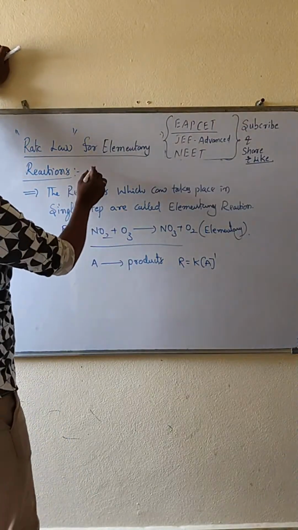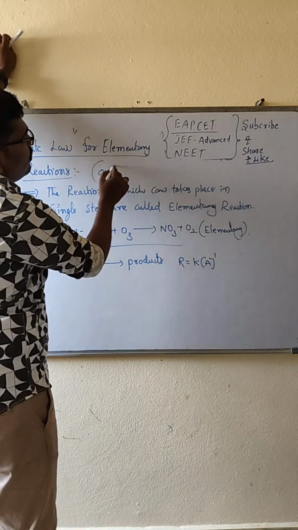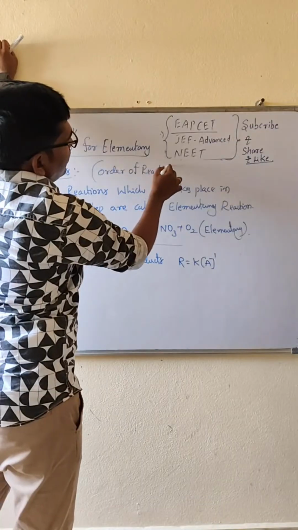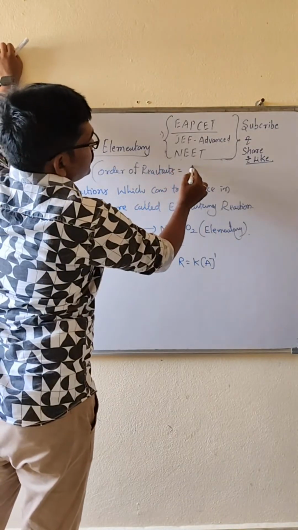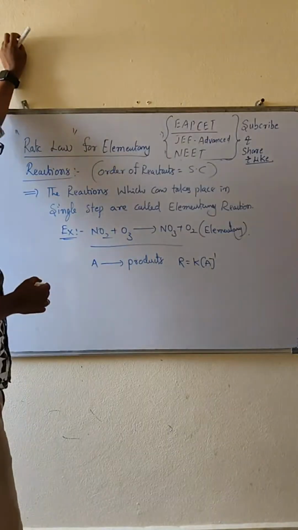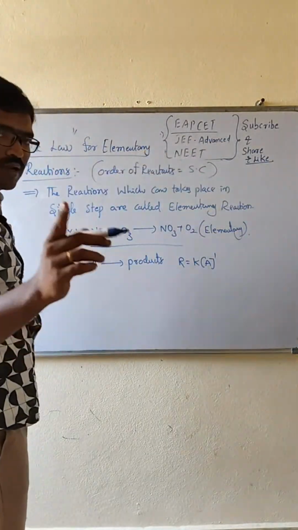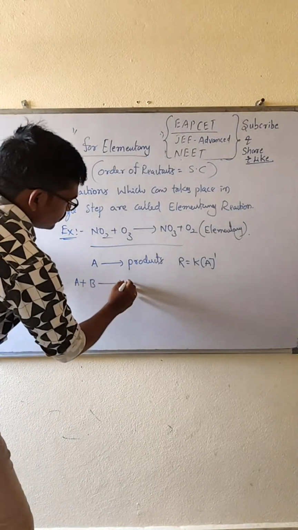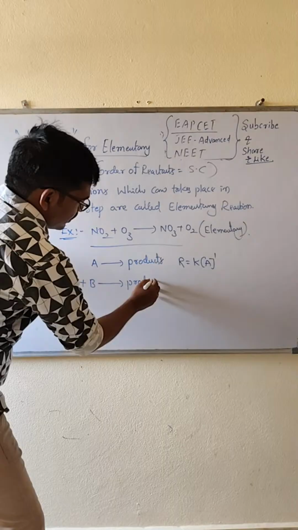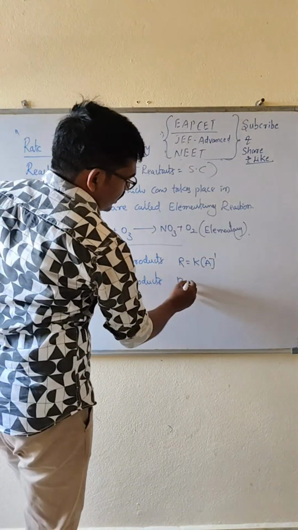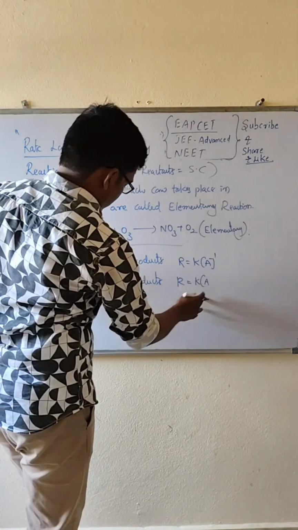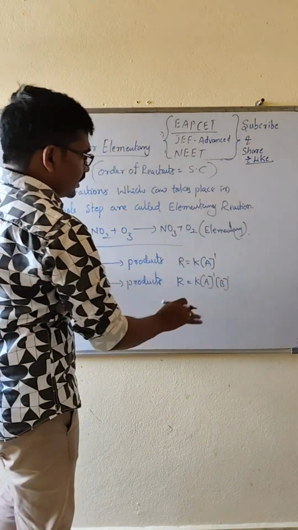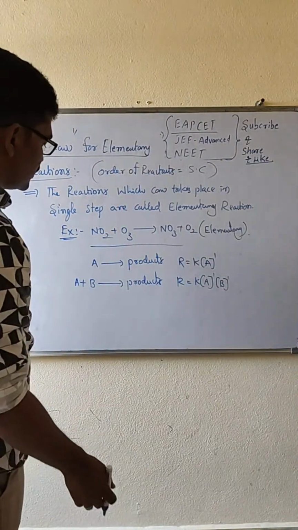So for elementary reactions, the order of reactants equals the stoichiometry coefficients, SC, nothing but stoichiometry coefficients. Clear, my dear students? Sir, in case A plus B gives rise to products, then R equals K into A power 1 then B power 1. Their stoichiometry coefficients become the order of reaction.